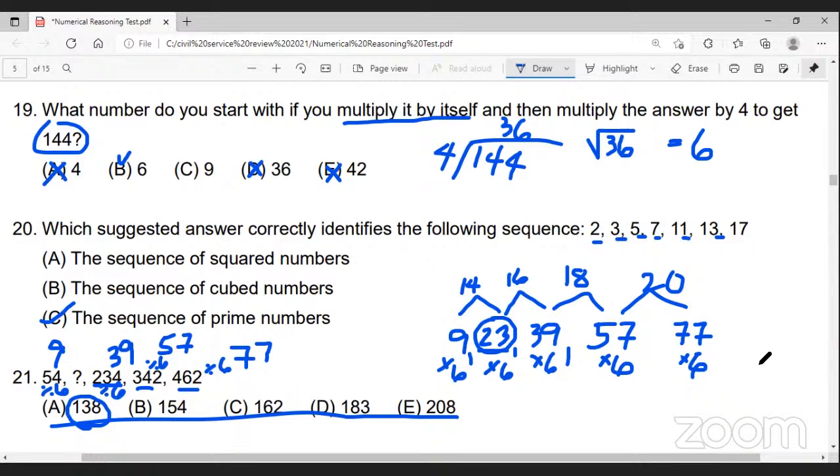Ginadivide ko lang ang mga choices sa 6. Trial and error. Which of the following numbers is divisible by 6? Ma'am, 138. You try to reflect which among the choices could be divided by 6 because the given terms in the sequence could be divided by 6.